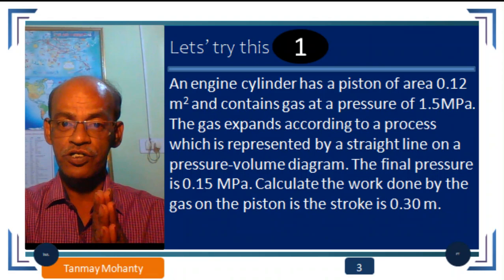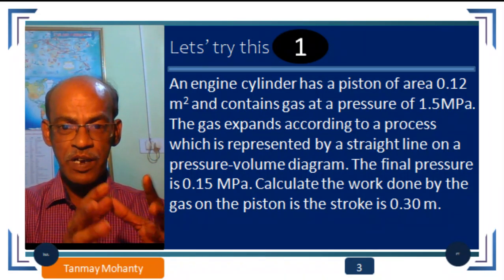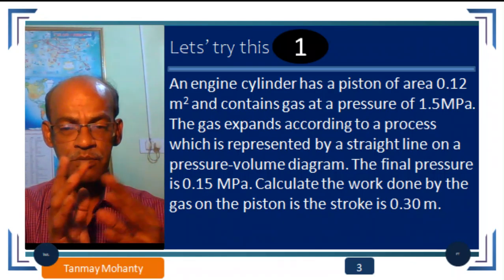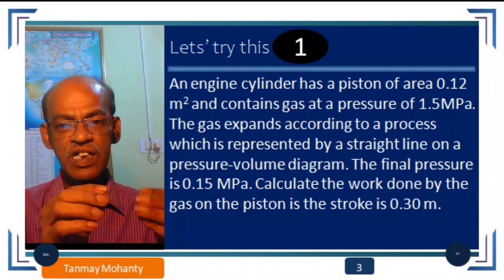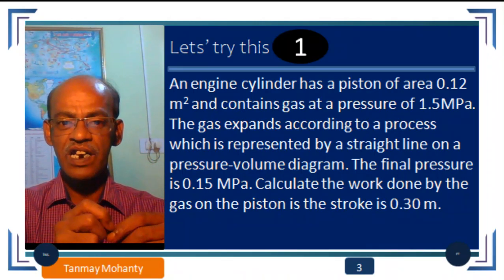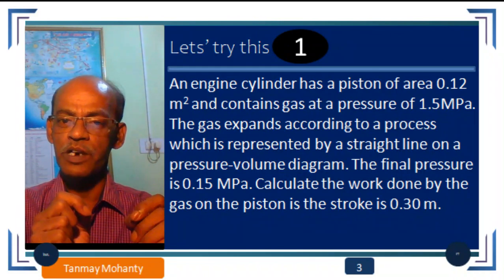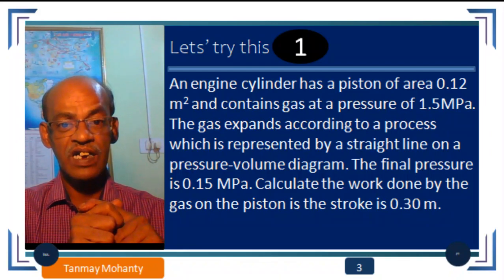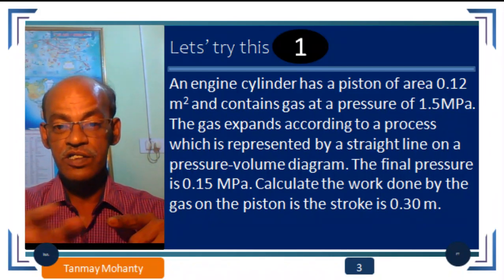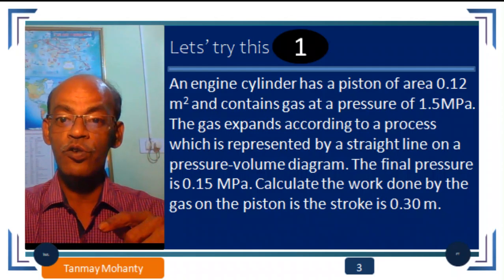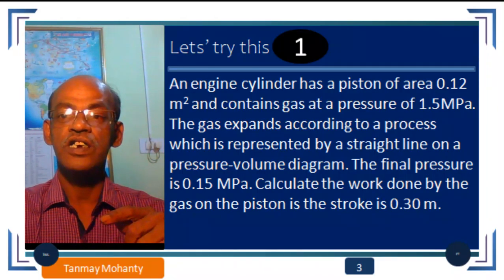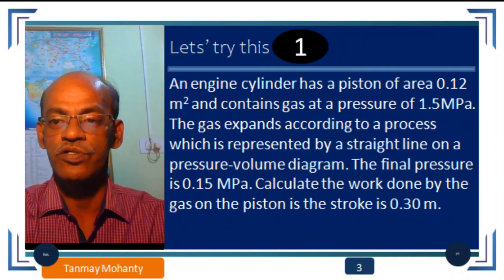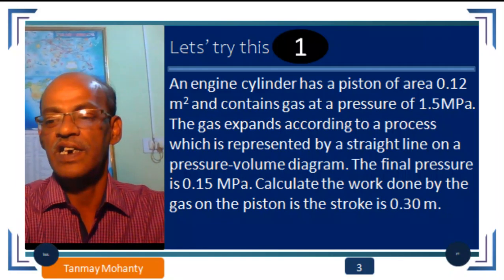The final pressure, this is expansion. Expansion means volume will increase. Initial pressure is 1.5 megapascal. Final pressure will be less because this is an expansion process. The final pressure is 0.15 megapascal, and we have been asked to calculate the work done by the gas on the piston if the stroke is 0.30 meter. Okay, this is my numerical question, and that is something we are going to target.